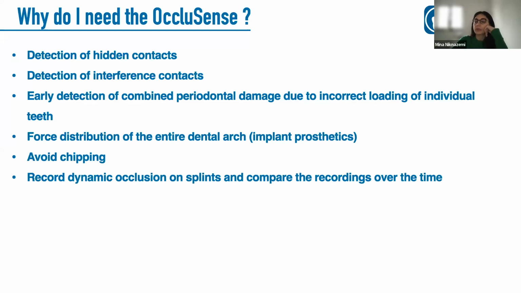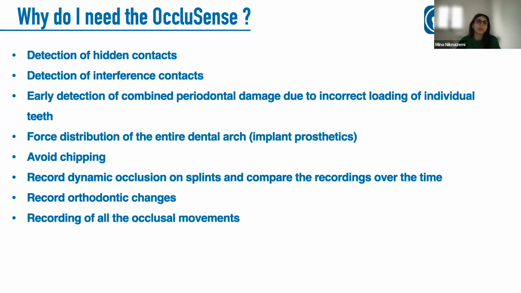What you are also able to do is compare recordings over time. So if you've got a reading from 6 months ago, you can take that reading and record it after 6 months of splint therapy and compare the occlusion over time. What you can also do is record orthodontic changes and look at any occlusal movements. What you're automatically doing is documenting and using it for patient education.